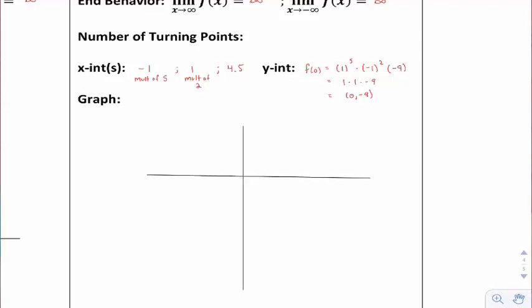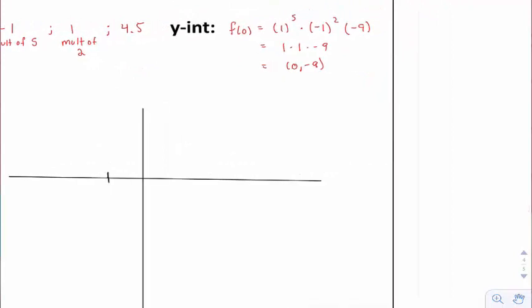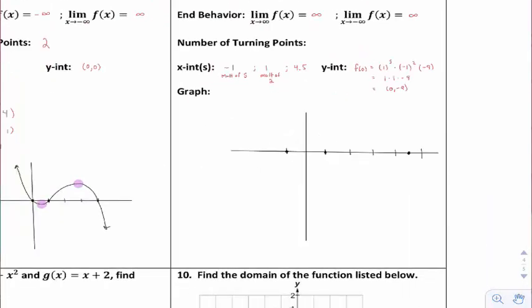And I'm going to give myself space to do that, down to negative 9. So I have negative 1 and 1 for my x-intercepts, so make sure I get those labeled. I'll go out to 5 so I can get my other point: 2, 3, 4, and one more. So 4.5 is right there in the middle. So those are my x-intercepts. My y-intercept is at negative 9. I'll just put it down here. That's fine. So 0, negative 9.